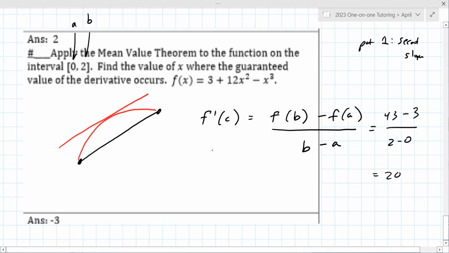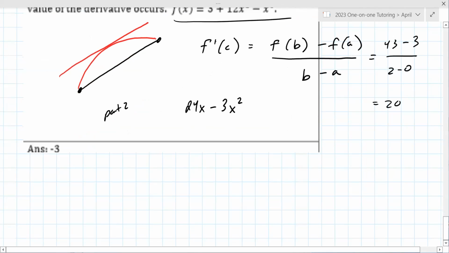Awesome. The next part, part two, is the derivative. So you want to take the derivative of this, 24x minus 3x squared, and you set that equal to the number you just found. All right, and then you solve that equation. So you solve 24x minus 3x squared equals 20. I'd recommend reordering this a little bit: 3x squared plus 24x minus 20 equals 0.